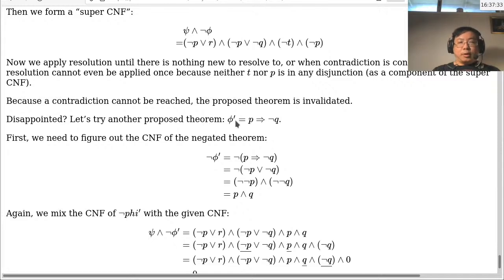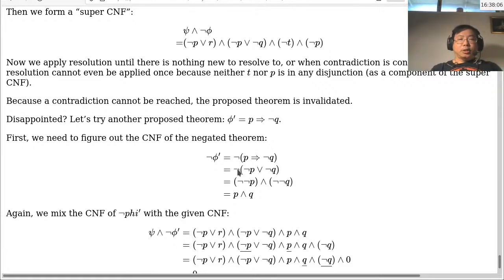So just like with phi, we have to find the negated version of phi prime first, because the idea of proof by contradiction is you have to negate the theorem that you want to prove. So the negation of phi prime is right here. It is the negation of just P implies not Q. And the negation of P implies not Q is the negation of not P or not Q, because I usually convert the implication to an or first. And then we apply De Morgan's law.